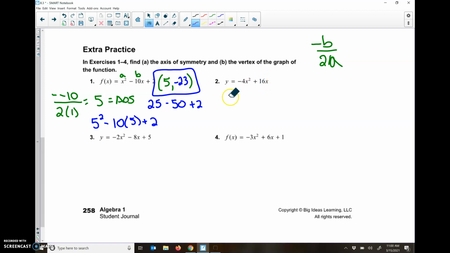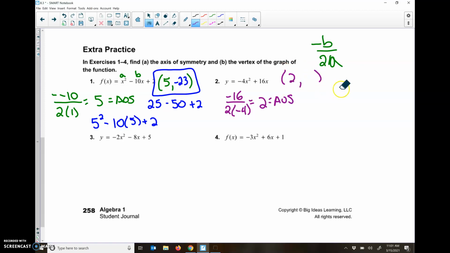So here our b is 16. So negative 16, because it's negative b. And then over 2 times a. And in this case, our a is negative 4. So negative 16 divided by negative 8, because 2 times negative 4 is negative 8, is 2. So that's our axis of symmetry, 2. 2 is then the vertex, or the x in our vertex.